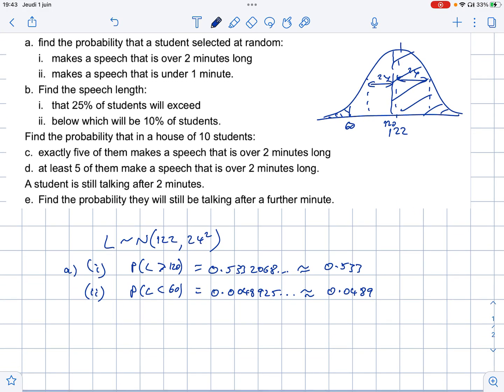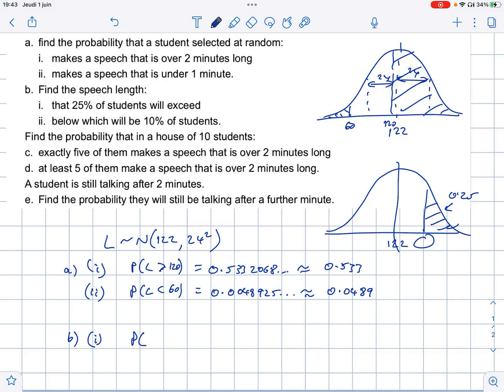Find the speech length that 25% of students will exceed. So again, we've got our normal distribution here. We know our mean is 122, and we know that 25% of students here are going to go more than whatever this length is here. So now we need to do an inverse normal to go backwards on this. So the way I can write this is saying the probability that L is greater than, let's put little l, is equal to 0.25.